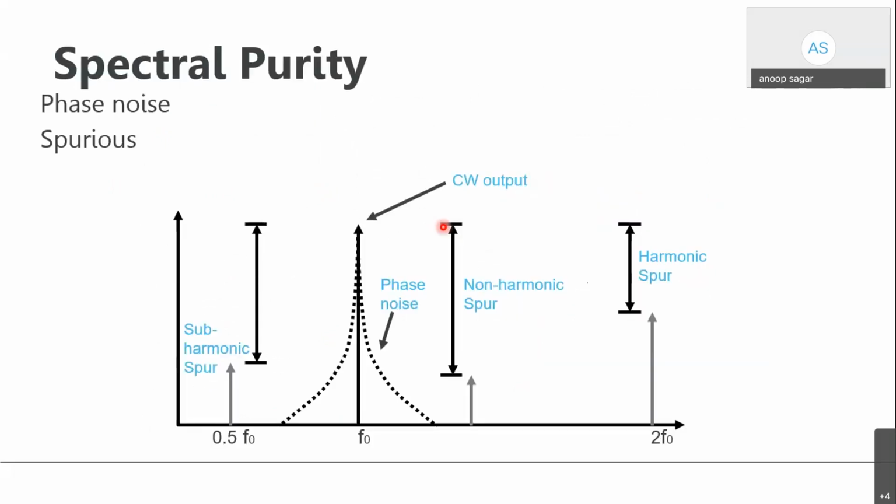So this is again the same slide which gives you the spectral plot. You can check this is a CW. You can check the phase noise and spec sheet, non-harmonic spur, sub-harmonic spur, and the harmonic spur. With the help of this slide, you can see.